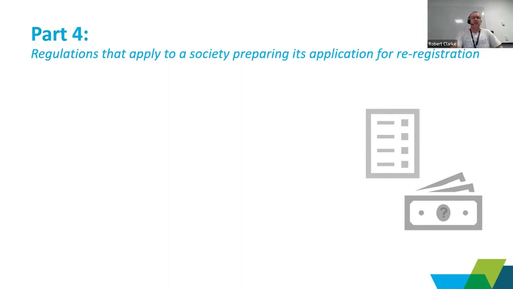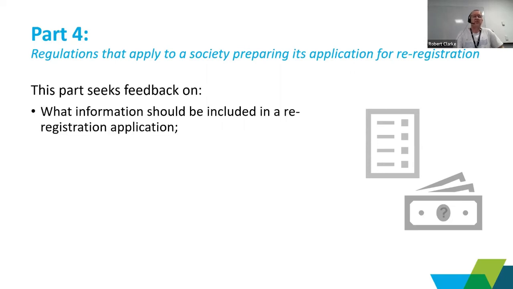So part 4, just a reminder, that's about regulations that apply to a society preparing its application for re-registration. So this is before you re-register. This part of the discussion document seeks feedback on things like what information should be included in a re-registration application. So not particularly exciting, but we say things like, well, you've got to provide the name of your society, a copy of your fresh constitution if it needs refreshing to meet the requirements of the new Act, your NZBN number, maybe your balance date, things like that.